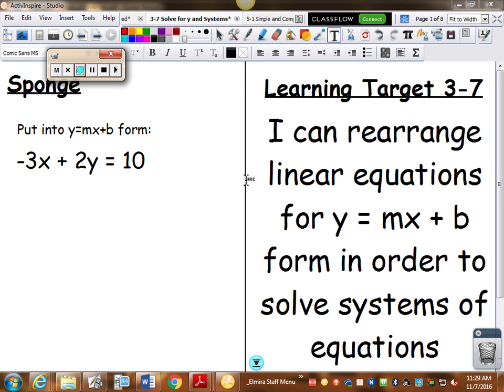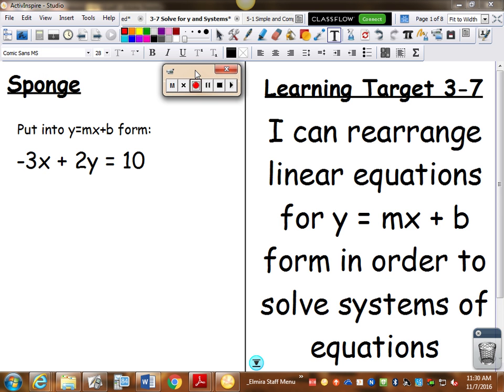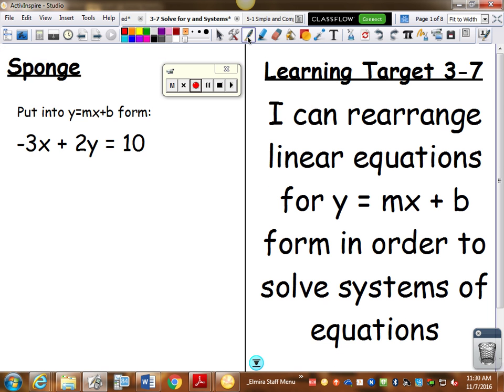Hi guys, working on our lesson 3-7. The learning target for that is to be able to rearrange linear equations into y equals mx plus b so that you can solve a system by graphing. Well, I'm going to review on this video how to get y equals mx plus b form.